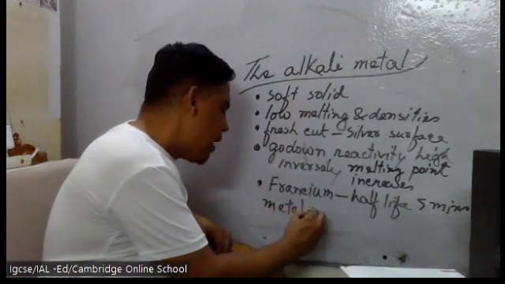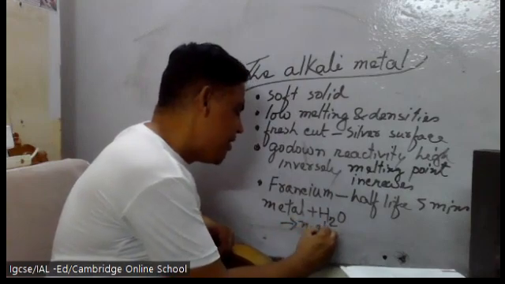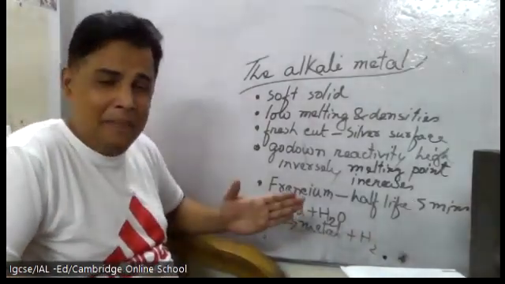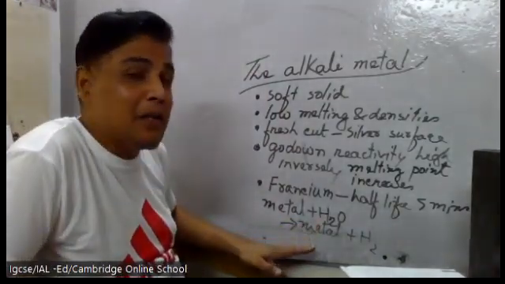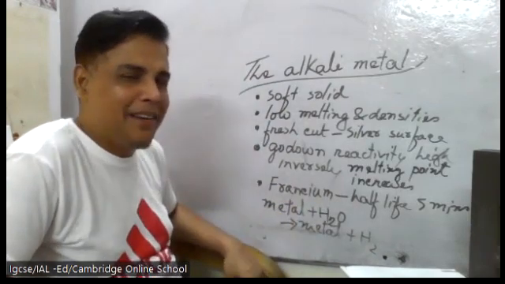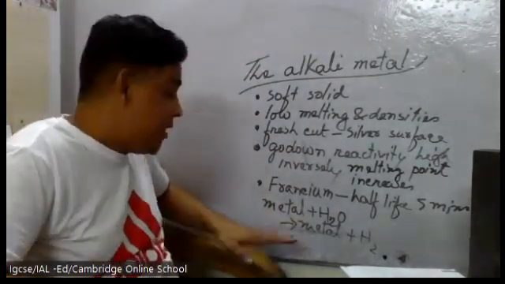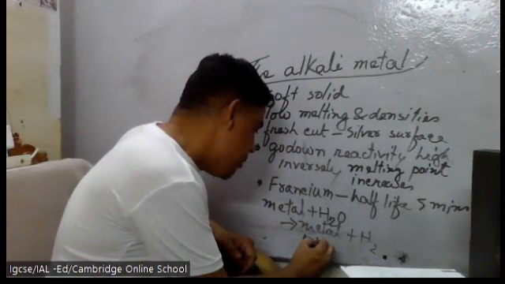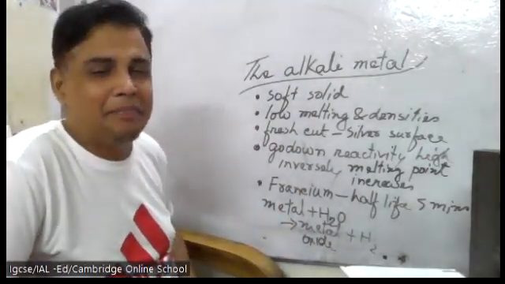And you know that traditionally alkali metal plus water will be metal hydroxide plus hydrogen. What about the name? Any alkali metal: sodium with water gives sodium hydroxide plus hydrogen, lithium gives lithium hydroxide plus hydrogen. So alkali metals with water will give metal hydroxide plus hydrogen. This is the natural characteristic.